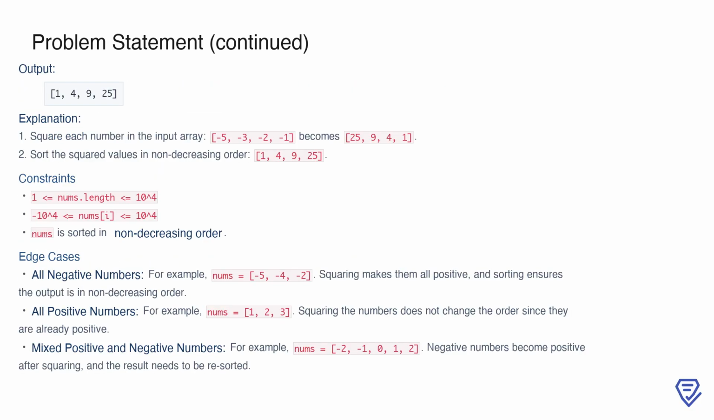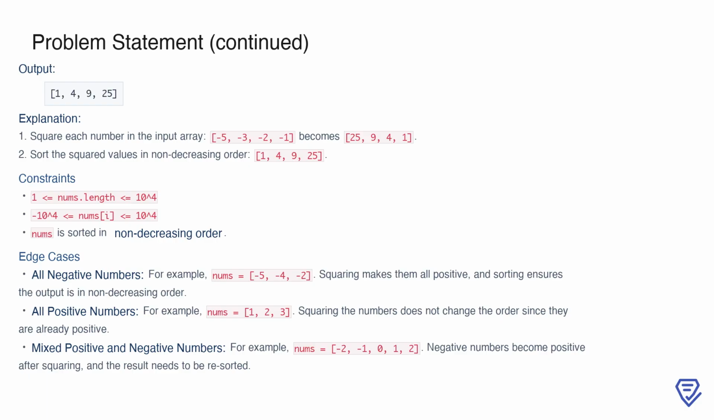Now, let's take a look at the constraints and some edge cases that can arise in this problem. The constraints specify that the length of nums will be at least 1 and at most 10,000, and each number in nums will fall between -10,000 and 10,000. Importantly, the input array is guaranteed to be sorted in non-decreasing order.